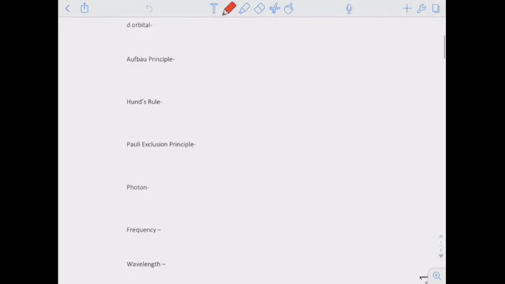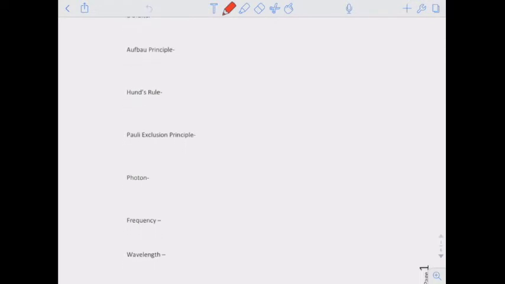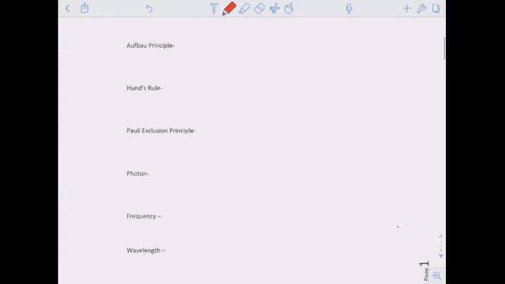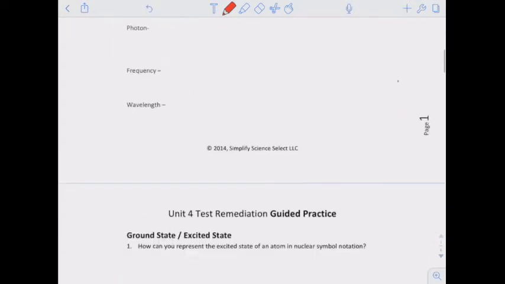A photon is a particle of light. Frequency is the number of waves per second. And then our wavelength is the distance between two identical points on a wave.